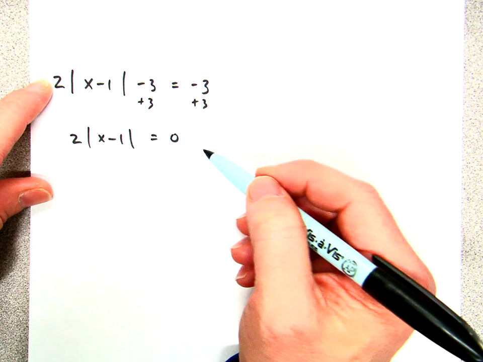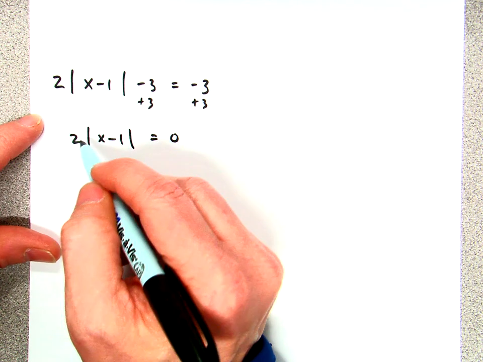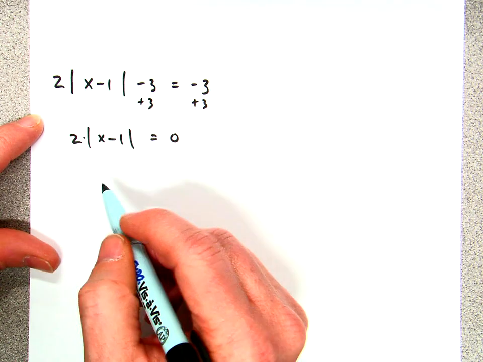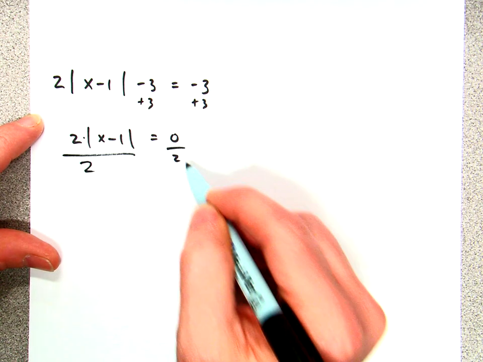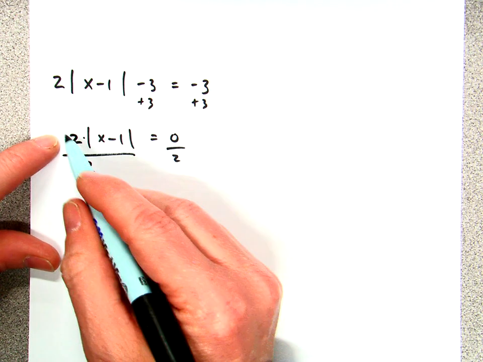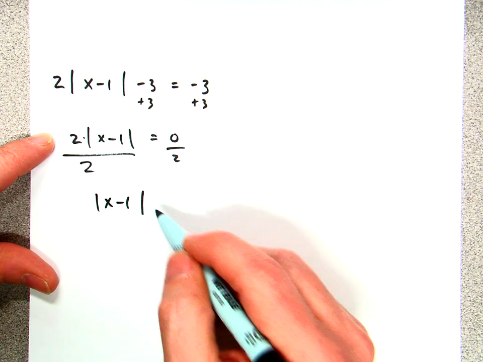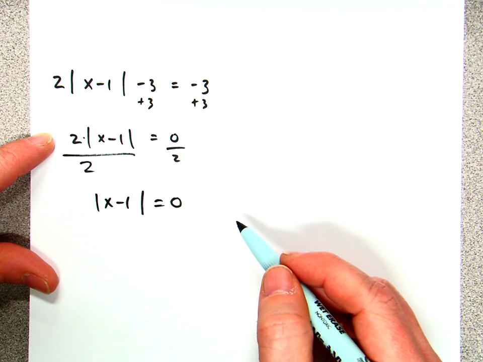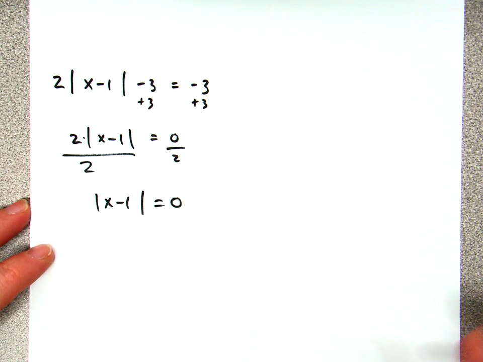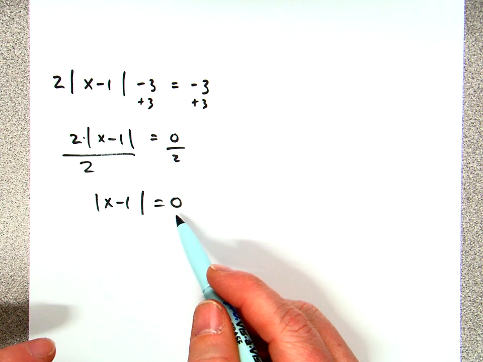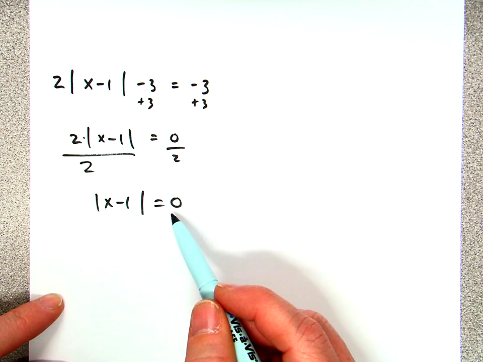I mean, that's fine. I don't really care what's over here. I still want to get rid of this 2. This is multiplication, so I can just divide both sides by 2, right? So that's going to leave me with the x minus 1. 0 divided by 2 is 0. Now, I mean, 0 isn't negative. I can make the absolute value equal to 0, right?